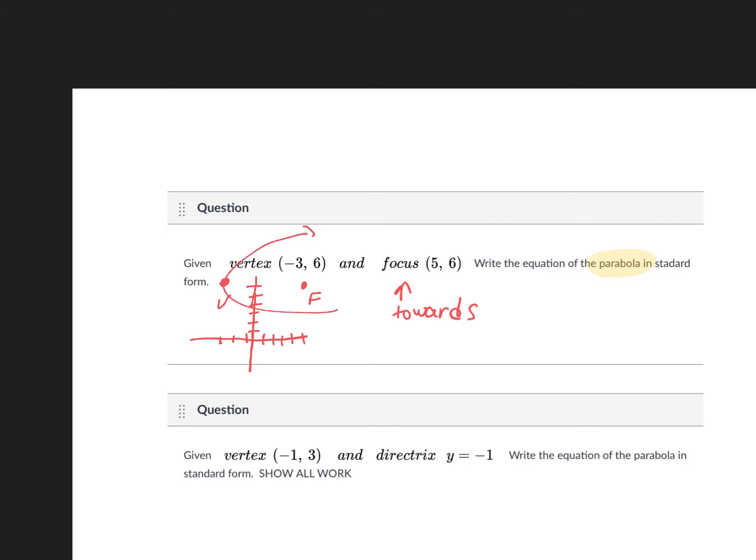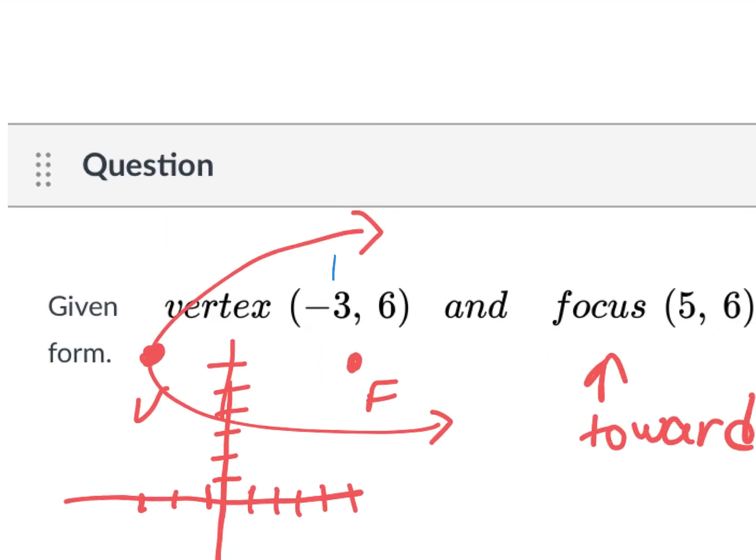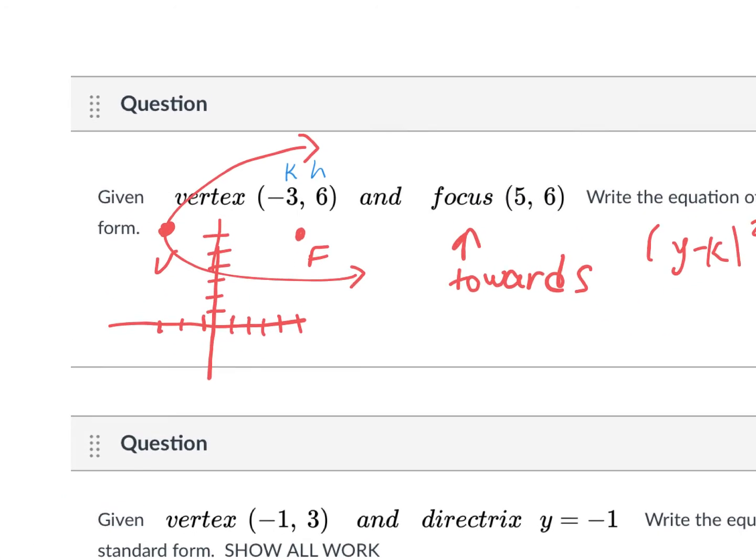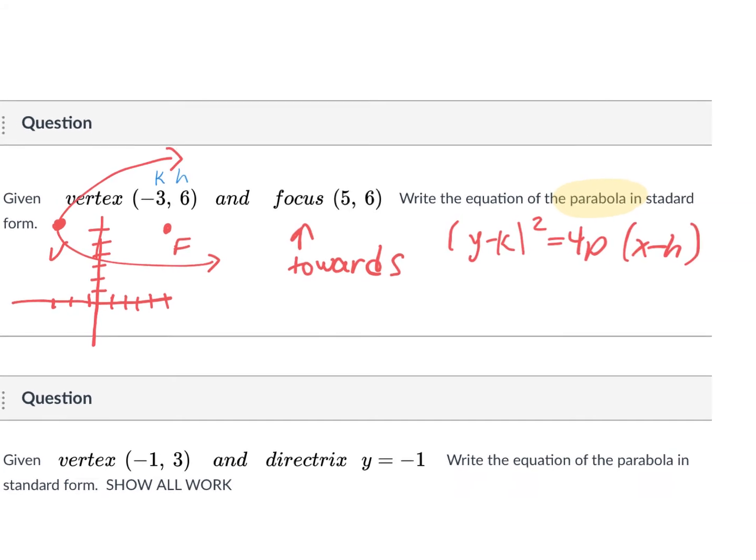So like that. So what kind of a parabola do I have? Is it a y squared or an x squared? If it's opening, right, it's a y squared. So I know that I'm going to use the formula. What's my standard form? (y minus k) squared equals 4p times (x minus h). Do I already have my k and my h? Yes, thank you. Now, how do I find the p?